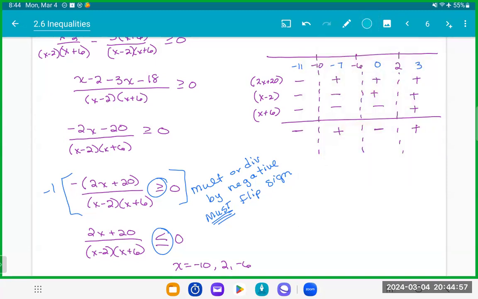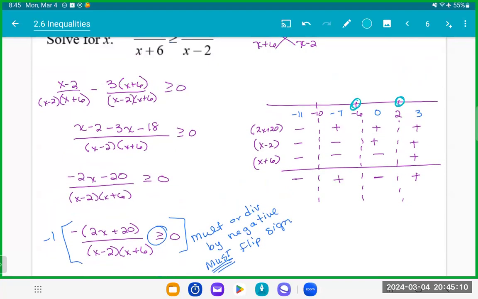So one thing I do want to point out is we got to look at our denominator. This makes our denominator undefined. And this one also would make our denominator undefined. So these are things that make our denominator undefined. So we have to have those. We cannot have equality with the -6 or the 2. We can only use parentheses. Okay.